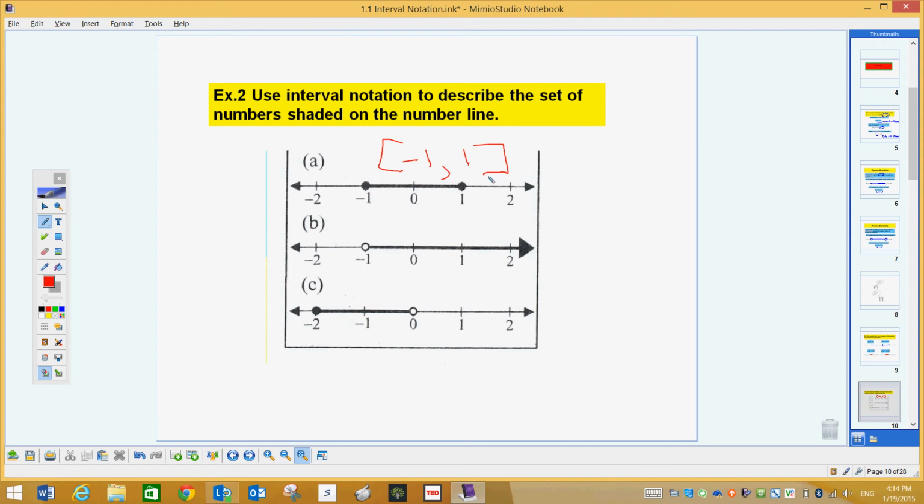Our answer for B would be going from round bracket negative 1 to infinity. And remember, infinity always has a round bracket because it never has a definite endpoint. Our answer for C would be going from negative 2 square bracket to 0 with a round bracket, and that would represent the interval notation for our number line in C.